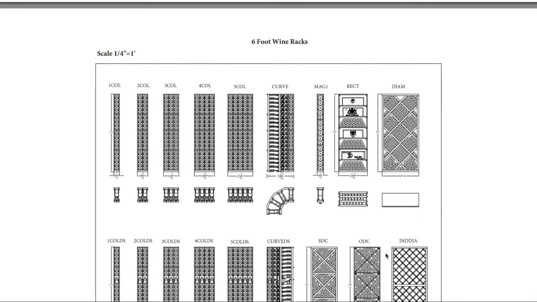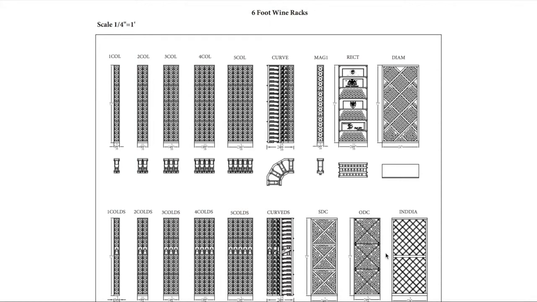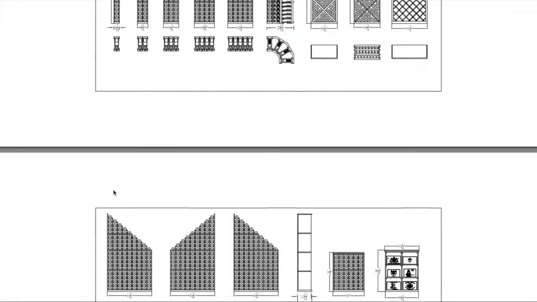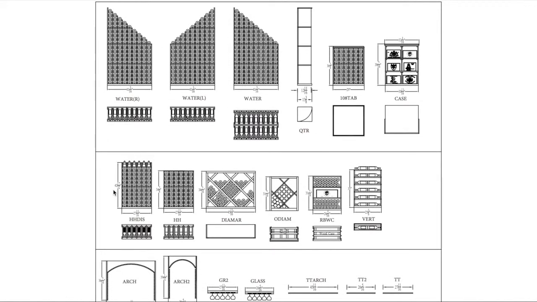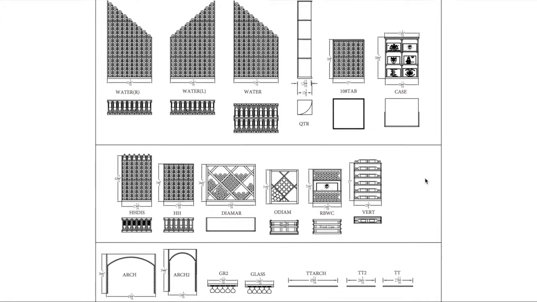If we scroll down, you can see the layout of all the 6-foot wine racks. You can see each one, and if you printed it out, you can cut it out and arrange it to your liking. We have your widths here, and they're all 72 inches high. This shows you the different varieties we have, from waterfall racks to tabletops to case storage and all sorts of different things.